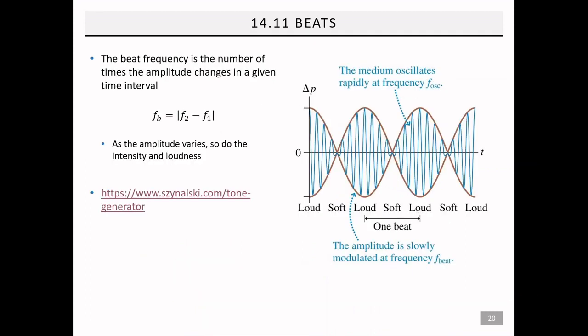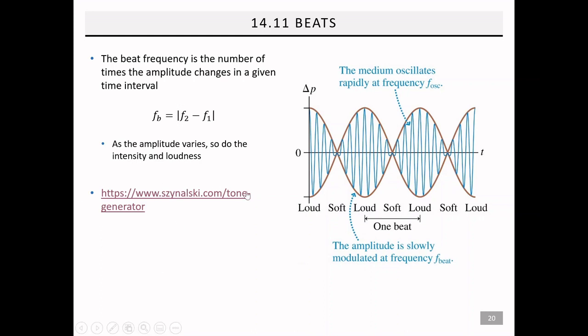You can determine the beat frequency, or how often you hear those thumps, by taking the difference in the frequencies of the two waves. The beat frequency is the number of times the amplitude changes in a given time interval, how often you hear those beats. You have the high and then the low, high, low. So the beat frequency equals the difference between the frequencies of the two waves, but you don't really care which wave is the first or the second, so you take the absolute value of it.